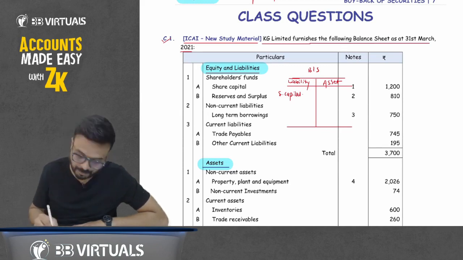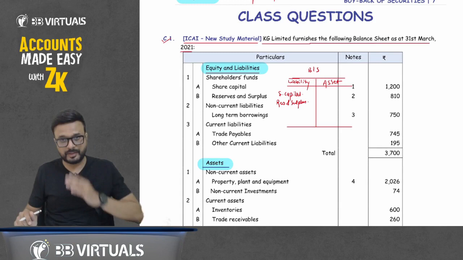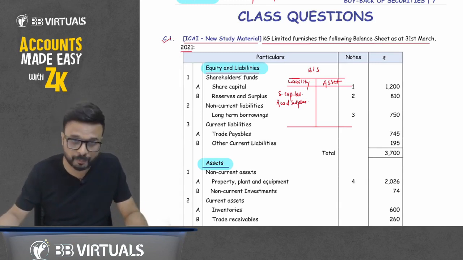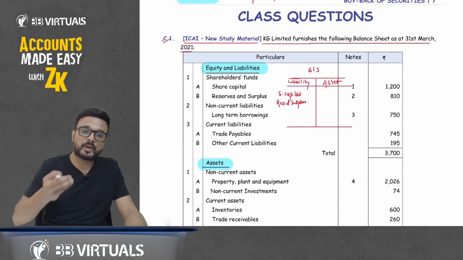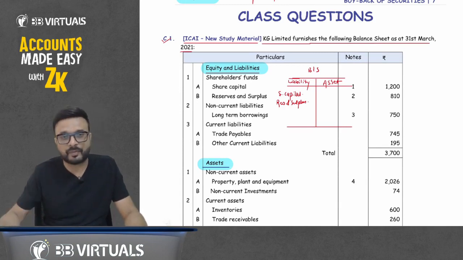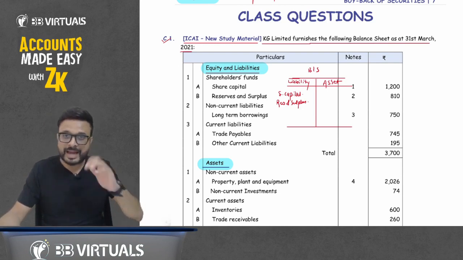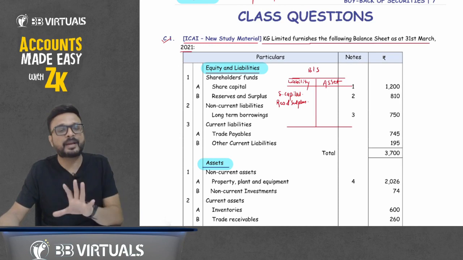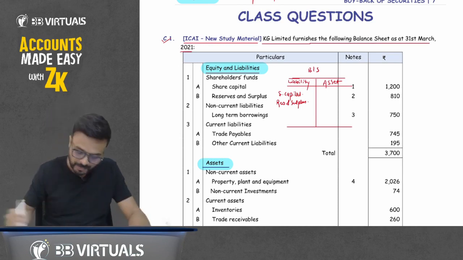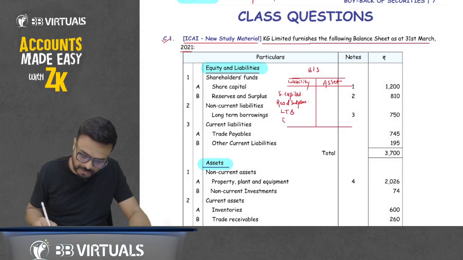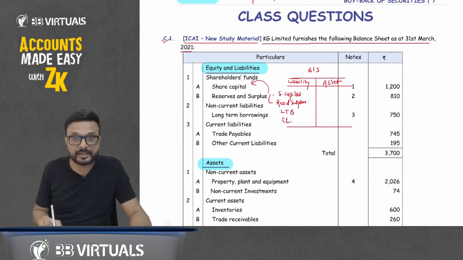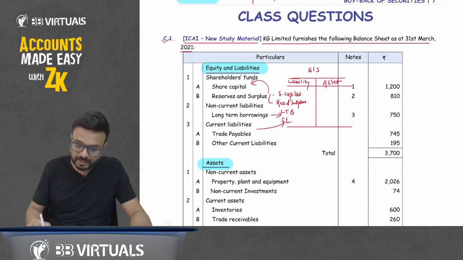Profit which belongs to the owner, we call it here reserve and surplus. When you prepare a normal balance sheet of a proprietorship or partnership firm, that profit belongs to the owner, and here also the profit belongs to the owner. Owners are shareholders here, but we don't write it in share capital. We prepare a separate heading for it, reserve and surplus. Then long term borrowing, current liabilities. You can see the same liability side.